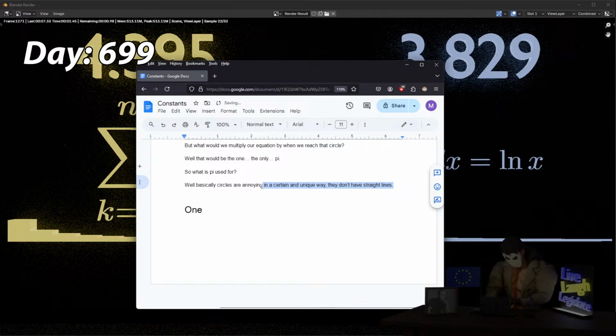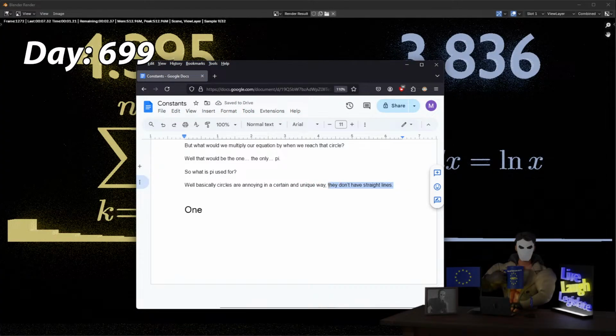No. It's not really that they don't have any straight lines. That's not exactly what it is. They are circular.